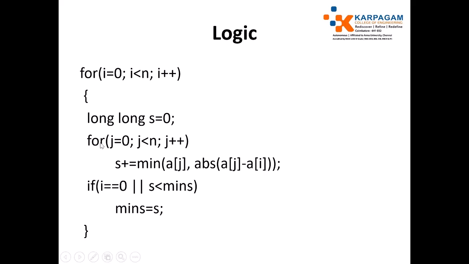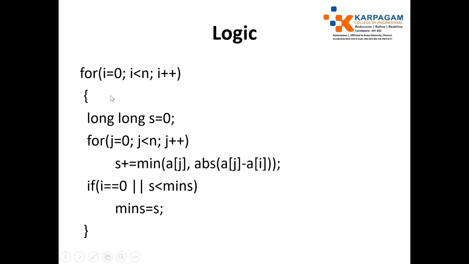Again I take the second element. When I take the second element, a of j is 2. The absolute difference between a of j and a of i is also 2 minus 2, which is 0. So the minimum number of operations required is 0 here. The first two elements are the same, so the minimum number of operations is 0. So s becomes 0 again.